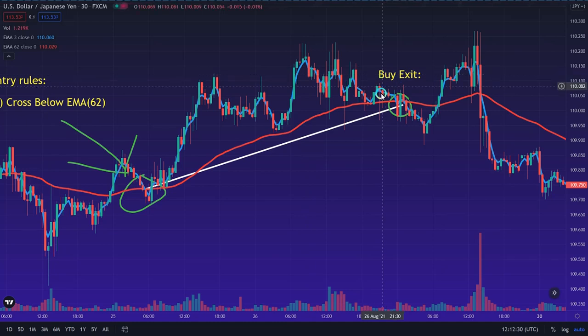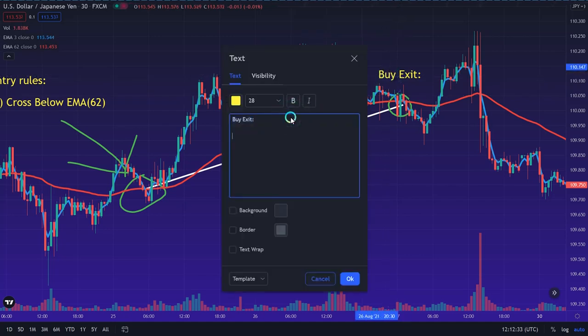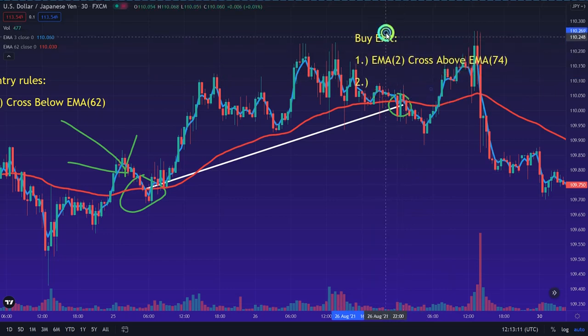Okay, so let's see our dynamic exit, and this is a three-way strategy. So the first rule is really simple. We are using EMA as well, and basically we have a 2-period EMA, and the rule is that the 2-period EMA has to cross above a 74-period EMA. As you see, it is pretty simple, nothing so fancy that you can't do it on a phone or something like that. It is really, really simple.